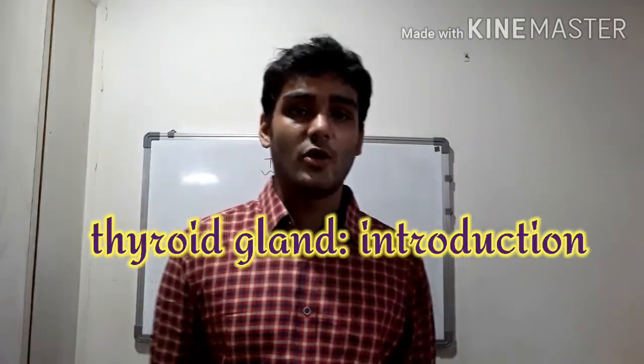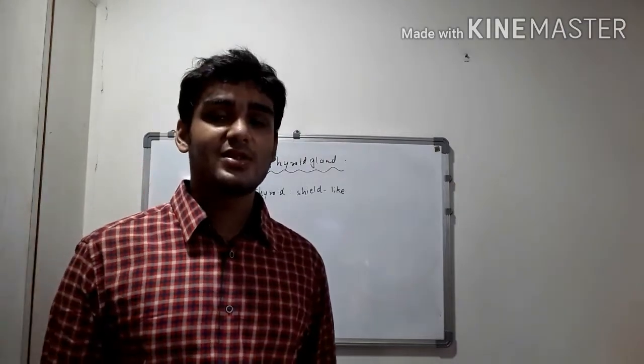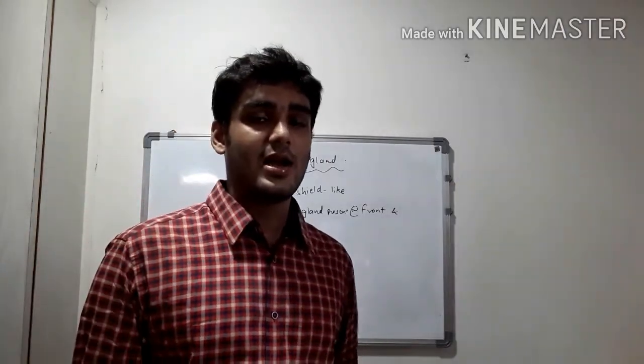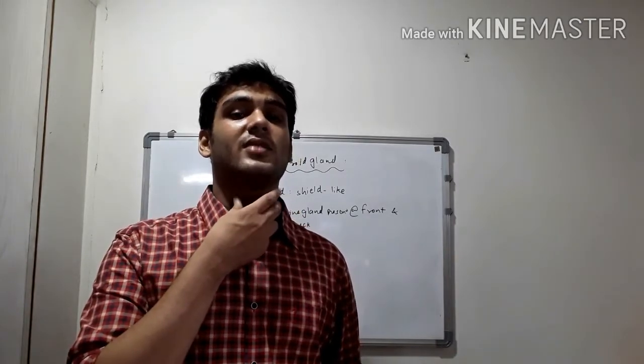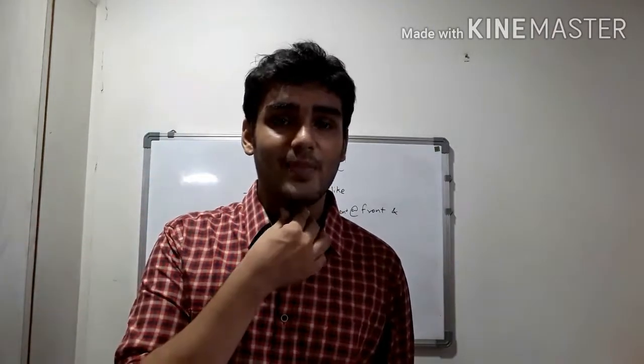So now let's begin the main topic, the thyroid gland, and some general points regarding it. Thyroid means shield-like. Its shape is similar to a shield. It is an endocrine gland which is present at the front of the neck and somewhat extends to the sides of the neck, and it is superficially present and so can be palpated over here.